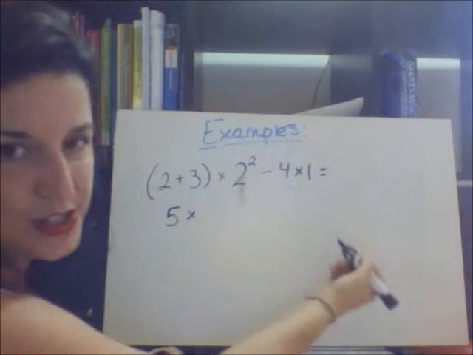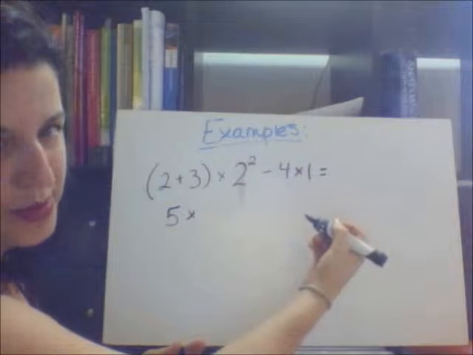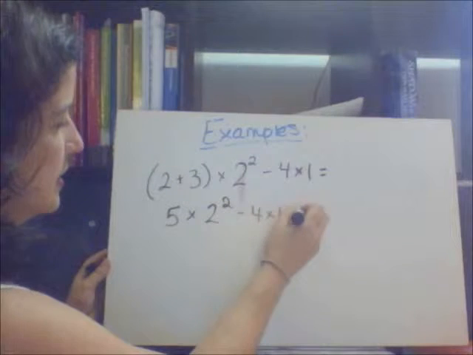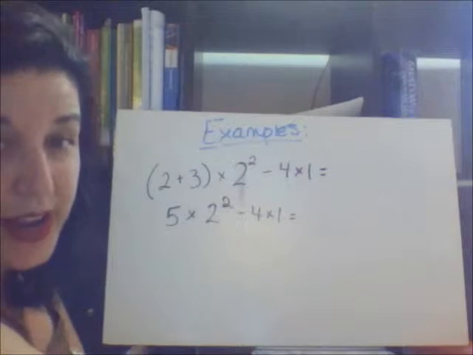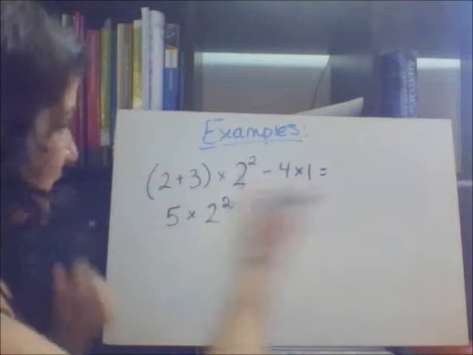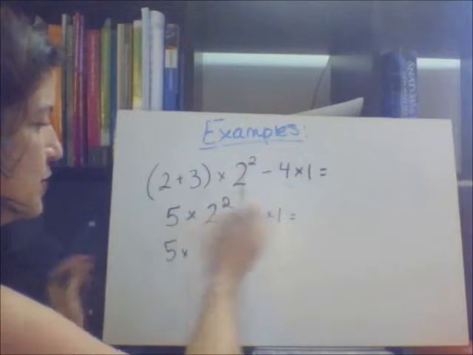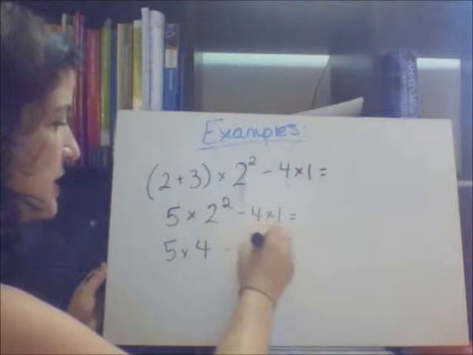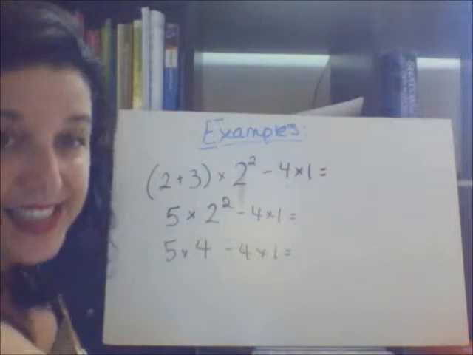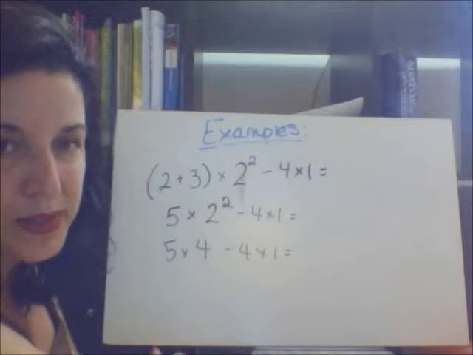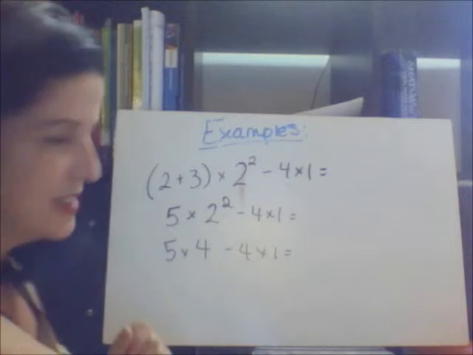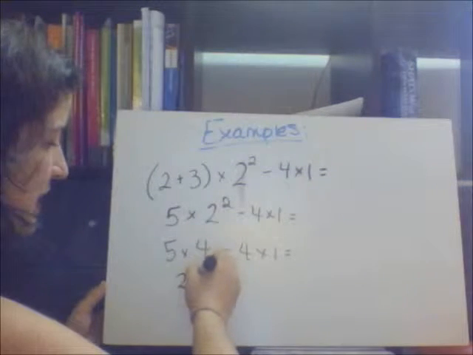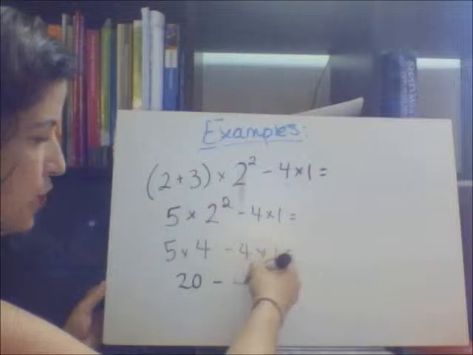While we're getting used to this, I suggest we rewrite the problem. So 5 times 2 squared minus 4 times 1. Next is exponents, so 2 squared is 4. So 5 times 4 minus 4 times 1. Next is multiplication or division, left to right. We can do all the multiplication at the same time in this instance. So we've got 20 minus 4 times 1, which is 4.